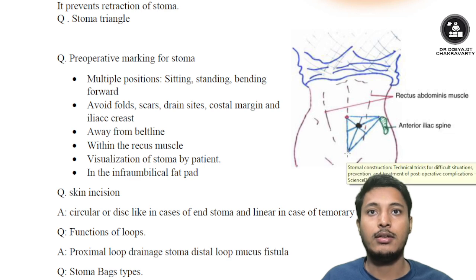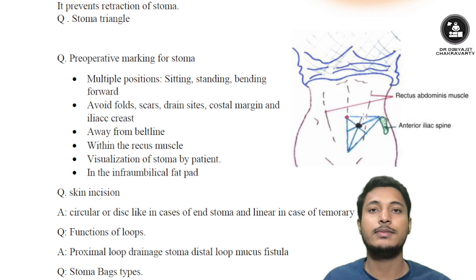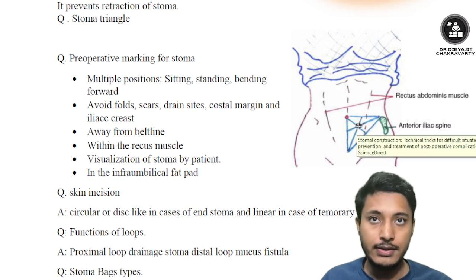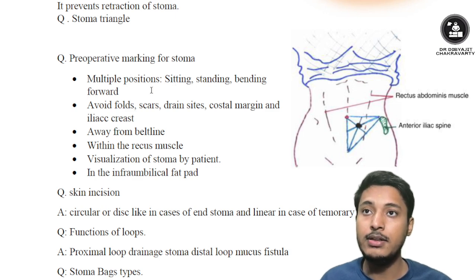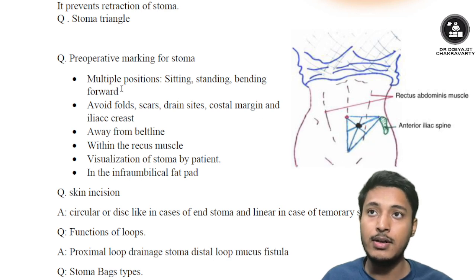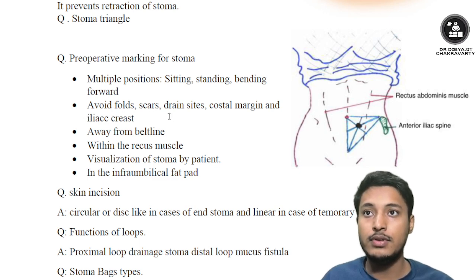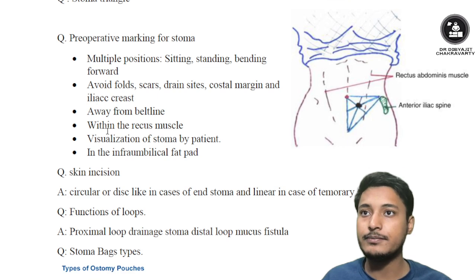Stoma triangle: this is the triangle bounded by the umbilicus, anterior superior iliac spine, and pubic symphysis, and we join the apex to the opposite midpoint, and the intersection of all these three forms the site of the stoma. Perioperative marking of the stoma depends on multiple positions like sitting, standing, and bending. In all these positions, we should check the position of the stoma, and only then mark. And we should avoid the scars, folds, drain sites, costal margins, and iliac crest, that is the bony prominences. The stoma should be away from all this.